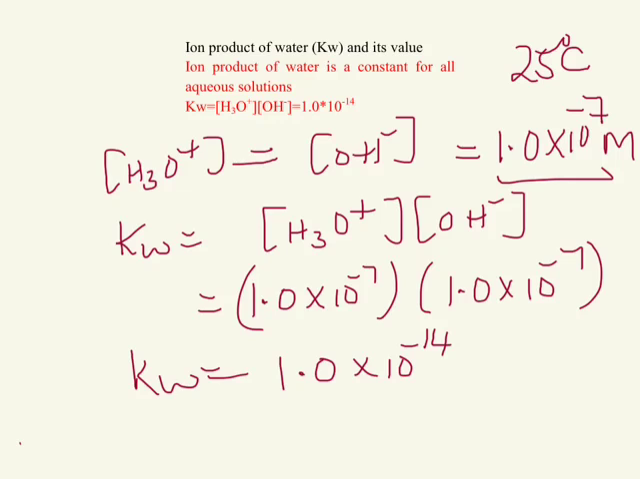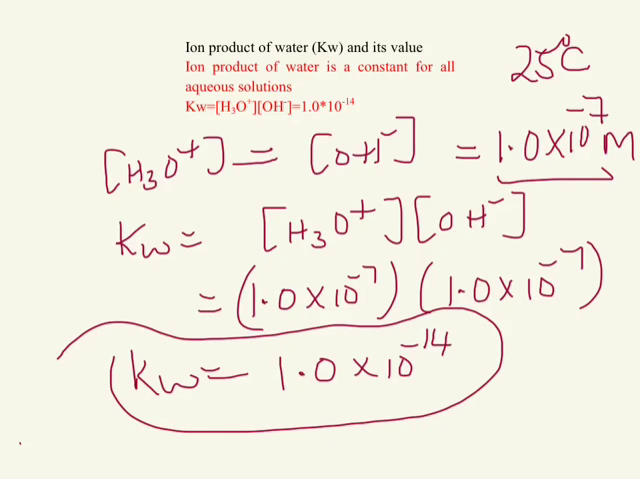Now, this is a very important equation. For example, let's say the concentration of H3O+ is given, you can find the concentration of OH-. Or if the concentration of OH- is given, you can find the concentration of H3O+, because the value of Kw is 1.0 times 10 to the negative 14th.